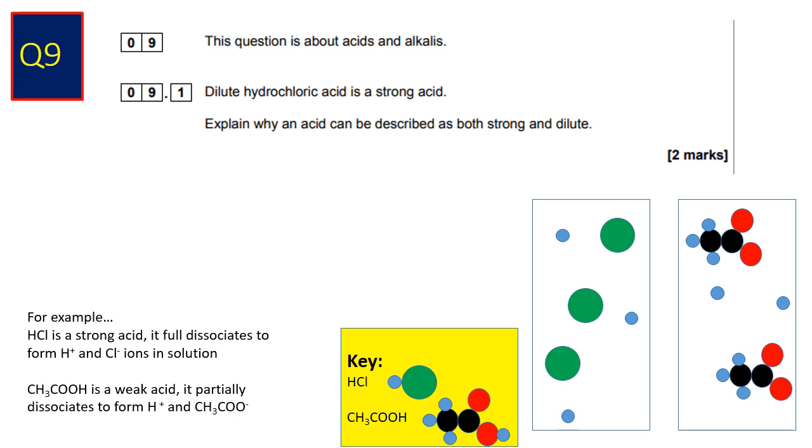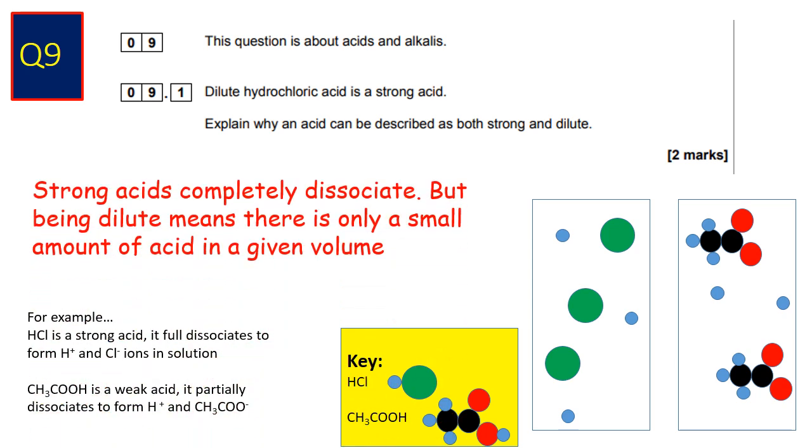So for the marks for this question, you need to say that strong acids completely dissociate, but being dilute means there's only a small amount of acid in a given volume, or you can say per unit volume.